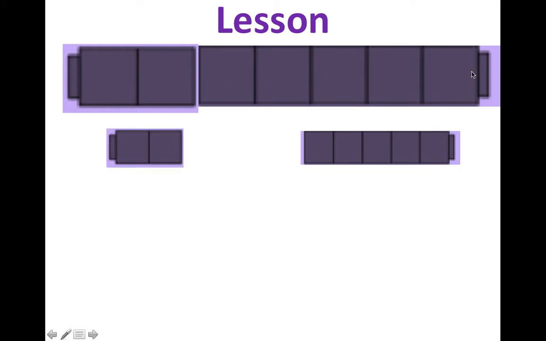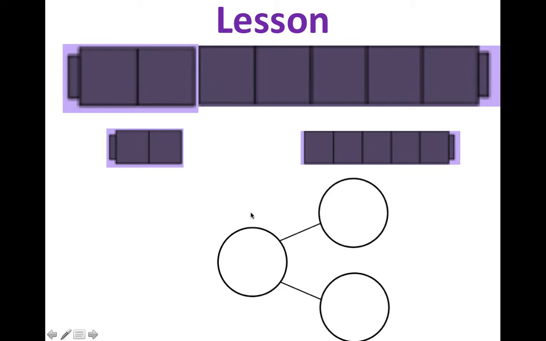So I started off with 7, and then when I broke it apart, I ended up with a group of 5. And how many were still sort of missing? Or what came later? A group of 2. Excellent. So now we're going to see if we put it in our number bond. What would that look like?